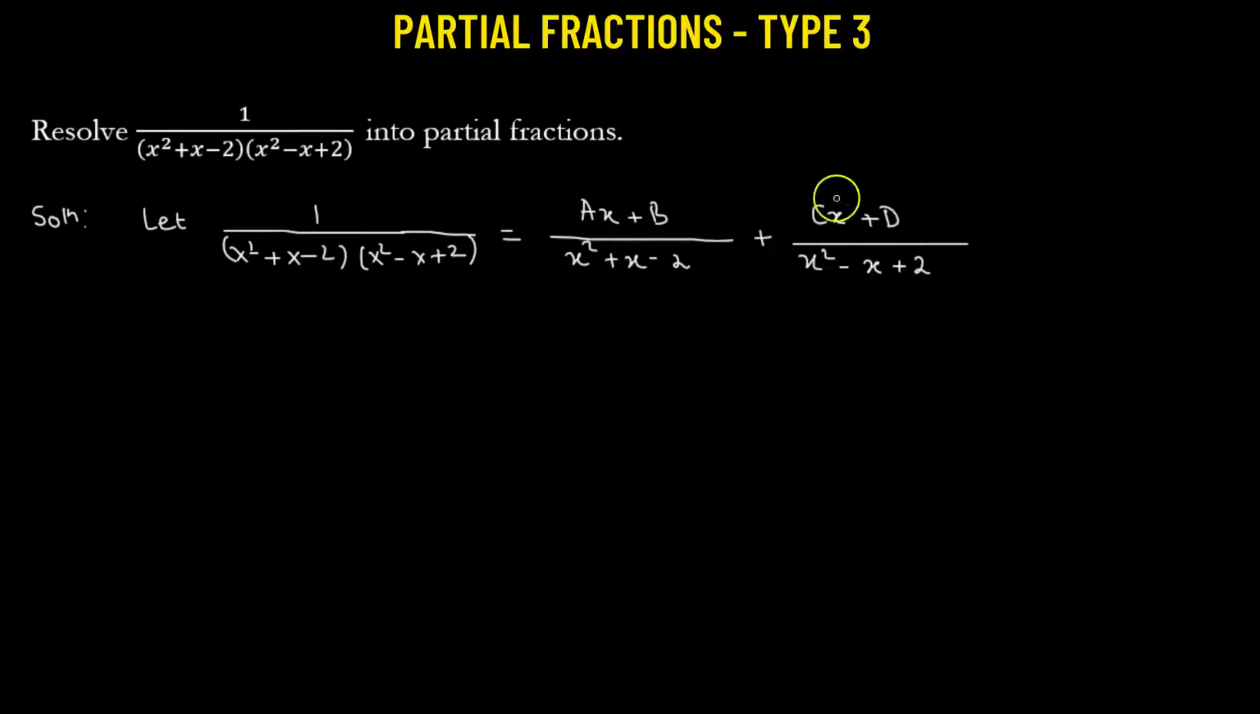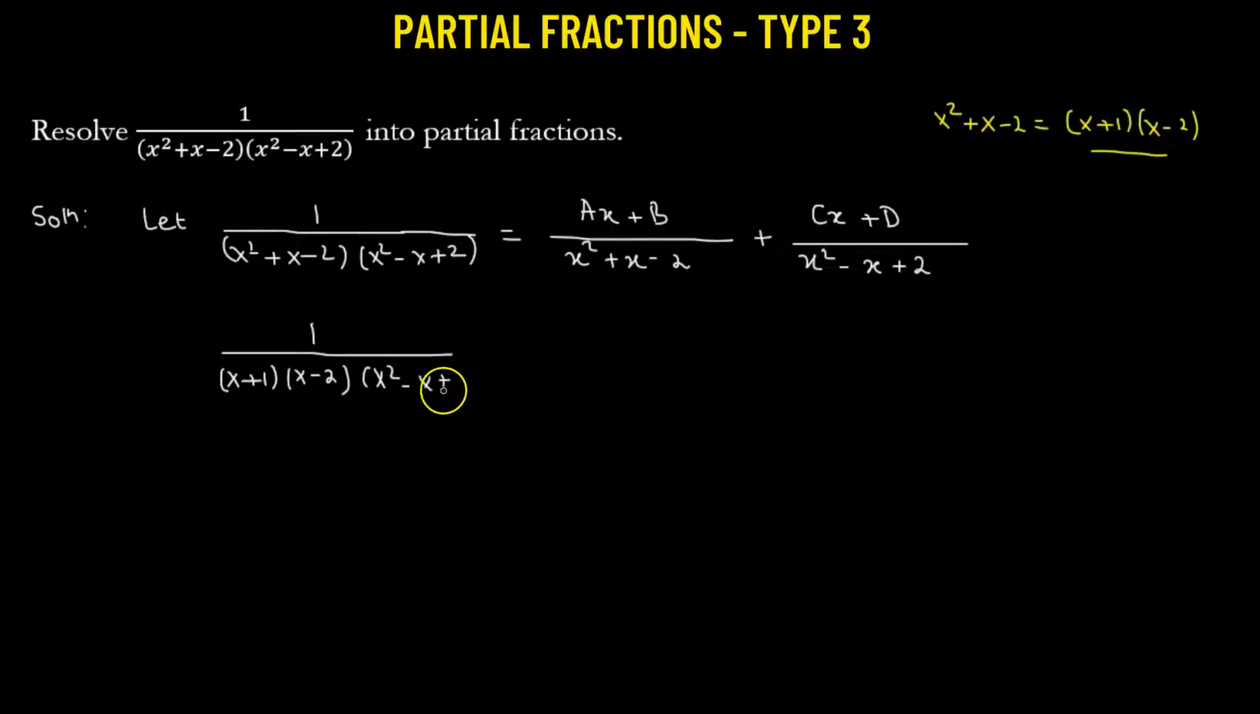However, if you want, there is another way. Here, x squared plus x minus 2 can actually be further factorized in the form x plus 1 multiplied to x minus 2 using the standard method. So that means if we use this factorization, then we should get three partial fractions. That means we have 1 over x plus 1 multiplied to x minus 2 times x squared minus x plus 2. So here what we have done, we have factorized x squared plus x minus 2. So this is going to give us three partial fractions.